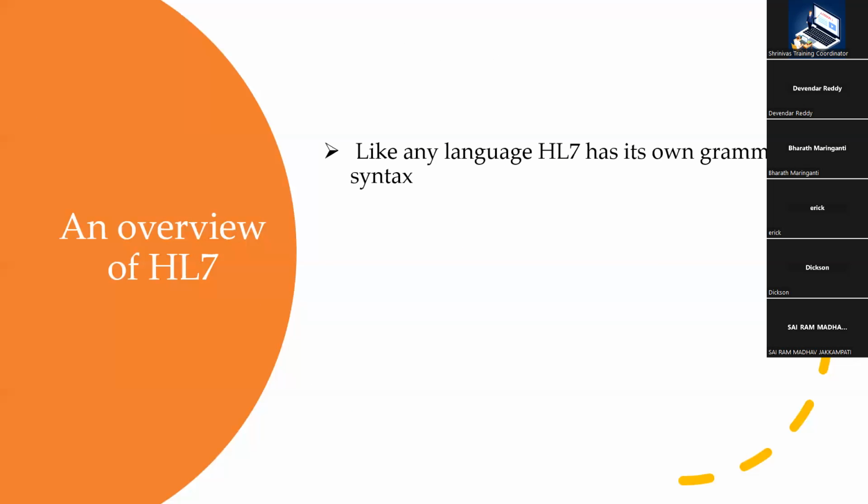So if you talk about HL7 as a language for a while, like any other language, an HL7 message has its own grammatical syntax, which will help us to read through the HL7 message. The way we have full stop, comma, and all in our regular language, in the same way, HL7 has its own grammar and syntax. HL7 version 2.3 is the most famous one that is out there.